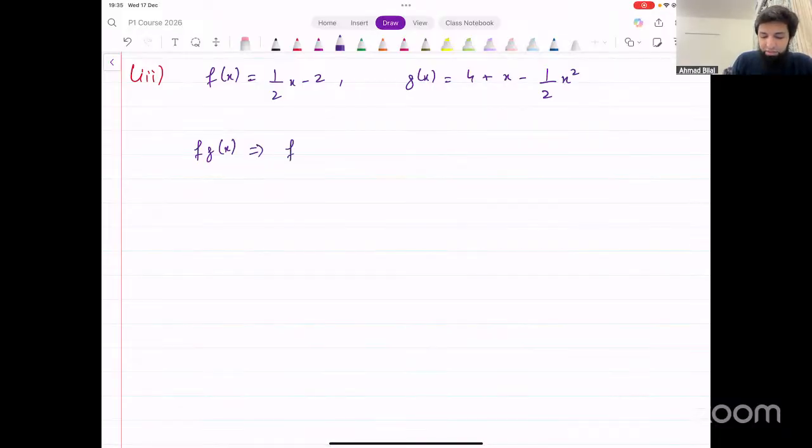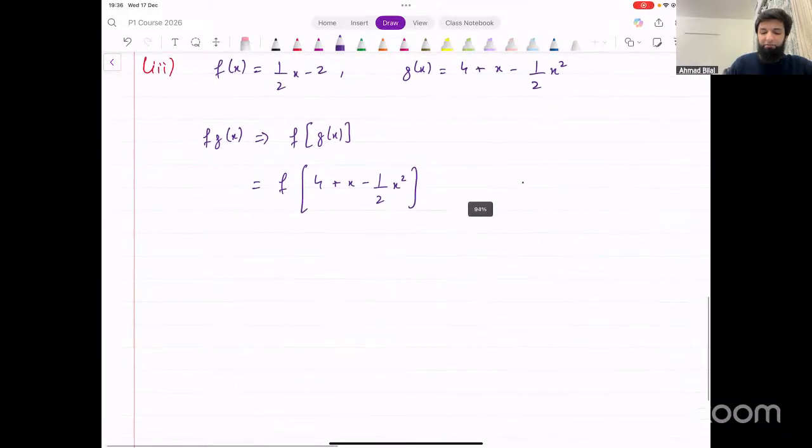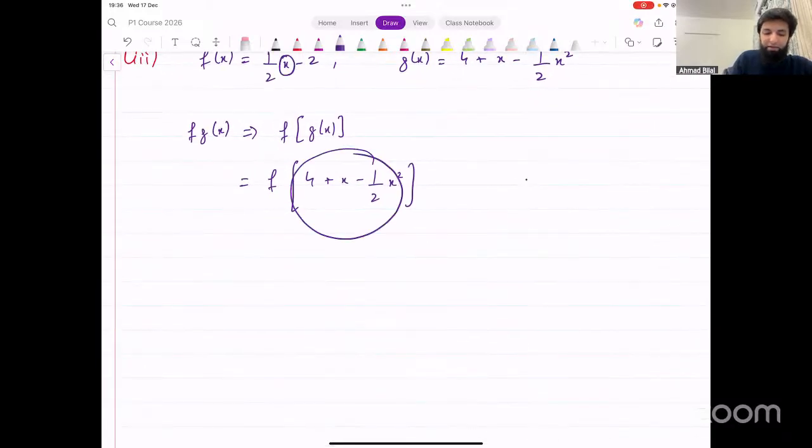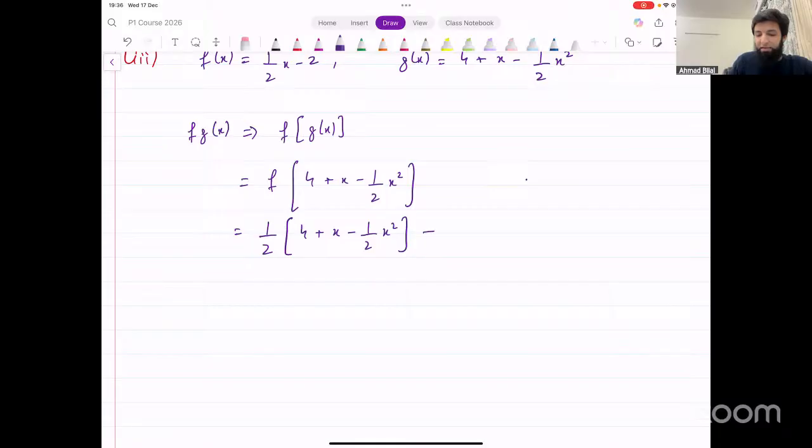Fg of x, that's the same thing as f of g of x. Inside the function f, we need to input the function g. Now, this is the expression that we got for g. We need to input this inside f. That gives us f of 4 plus x minus half x squared. So inside the function f, we need to input this thing in place of x. That gives us half into 4 plus x minus half x squared, and then we've got this negative 2 outside as it is.